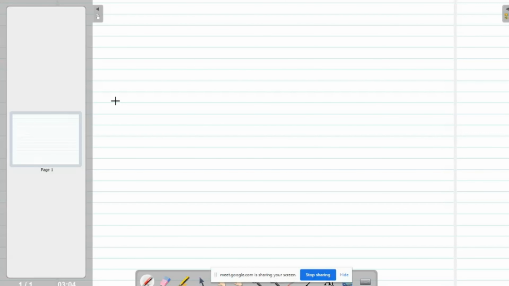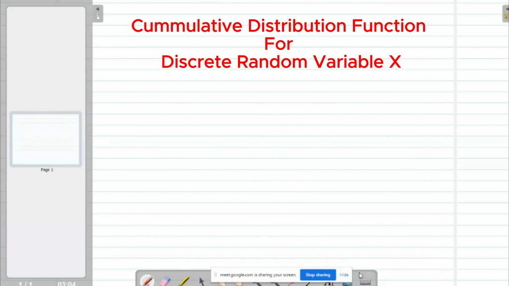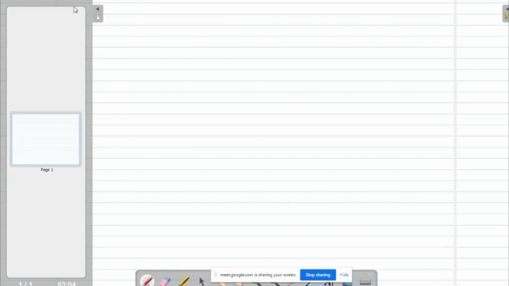Now see, in the last lecture we studied probability theory, and in that we learned probability distribution for discrete random variable and some problems I did. I also defined the cumulative distribution function, capital F, for random variable x. Now we will do the problem based on that.